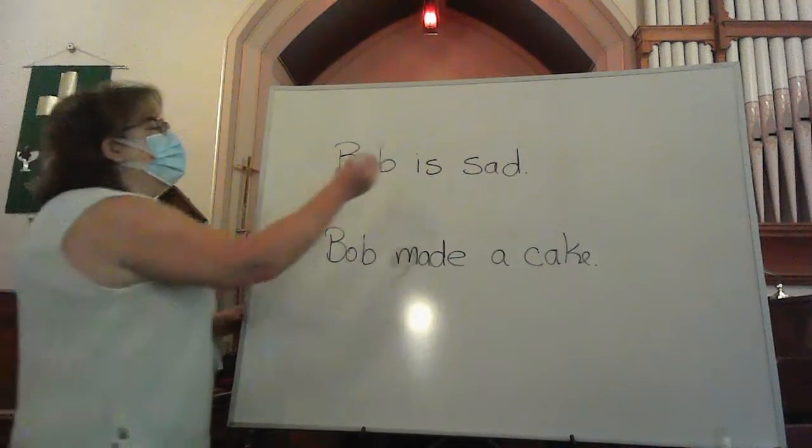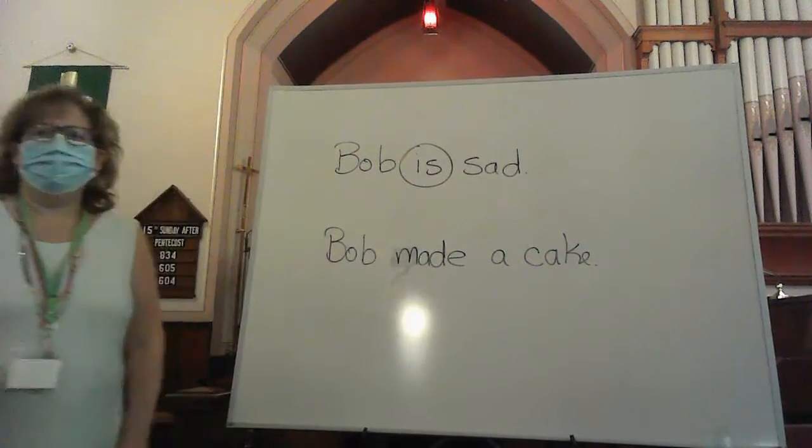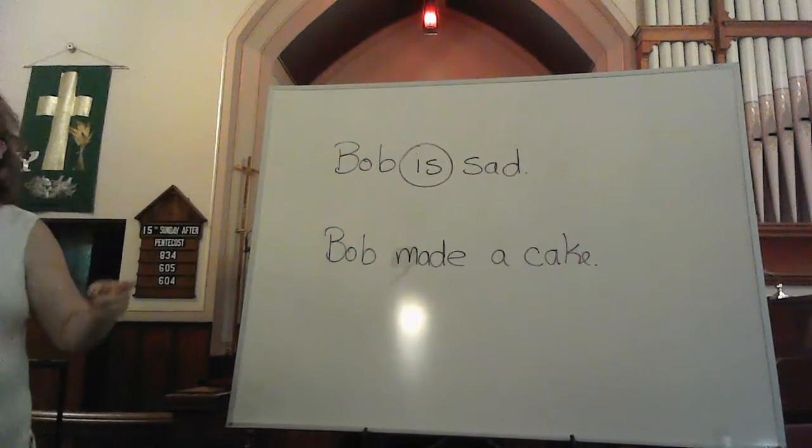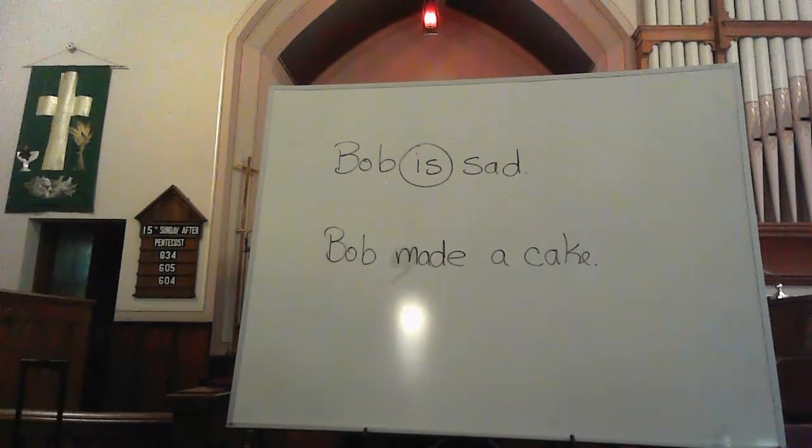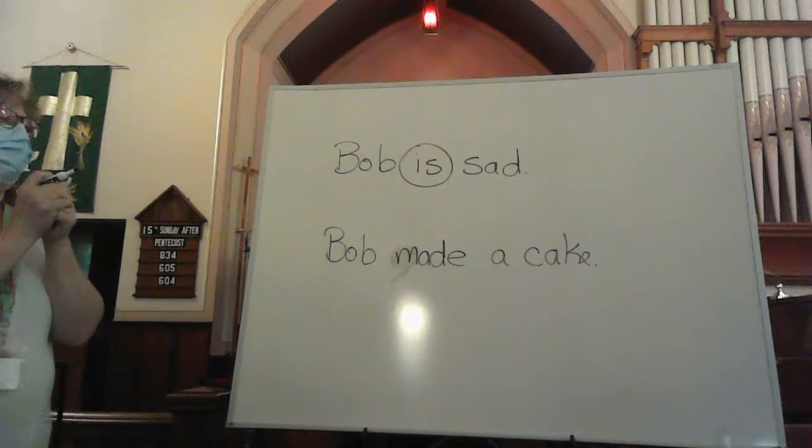Now, does anybody remember what this is called? It's a linking verb. And a linking verb is going to show up when there is a predicate adjective or nominative. So it's going to link. So Bob is being linked to sad.